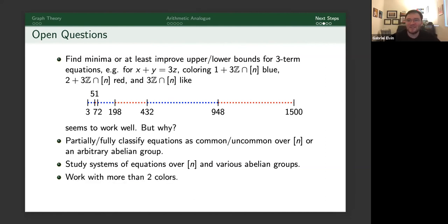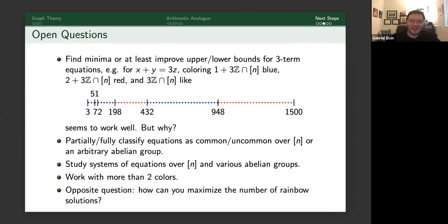You can work with more than 2 colors. Why not? 2 colors is hard enough, but if you want an extra challenge, work with 3 colors or more. And while you're working with more colors, you could also ask the opposite question: how could you maximize the number of rainbow solutions? Instead of minimizing monochromatic solutions, how would you maximize rainbow solutions, where every input would be a different color? And then of course there's more, they just don't fit on this slide.